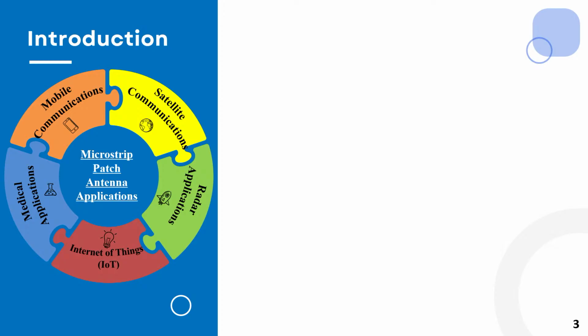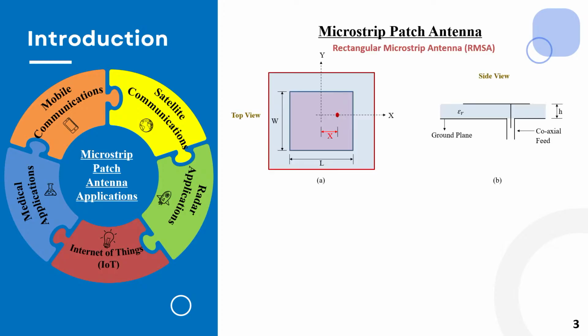Now, on the right hand side of the slide, you can see the structure of a microstrip patch antenna. On the top, we have a thin metal patch, which is placed over a dielectric substrate, and beneath that there is a ground plane. So this is the most commonly used rectangular microstrip patch antenna.